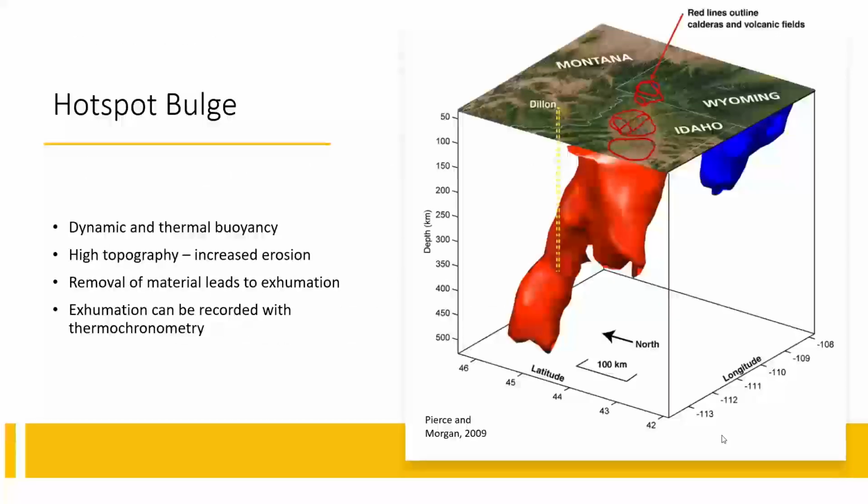So a background on this: you get the hotspot, you get the hot material coming up, and you get a big bulge. And so when you get a big bulge, you get uplift, and you're going to increase slope and a bunch of stuff, and you're going to increase erosion. So that erosion is going to cause exhumation. So you're moving rocks, and you're going to cause rocks to come to the surface and cool. And so you can record that with thermochronometry.